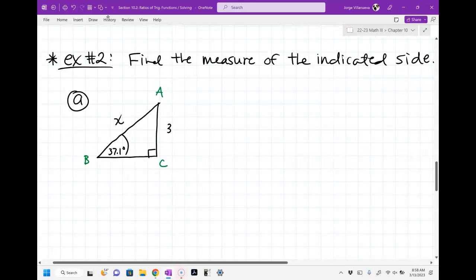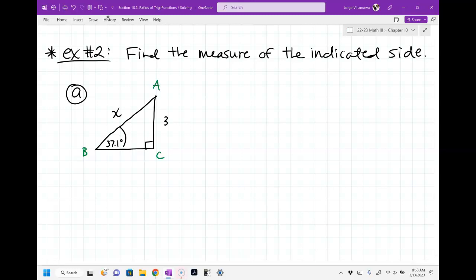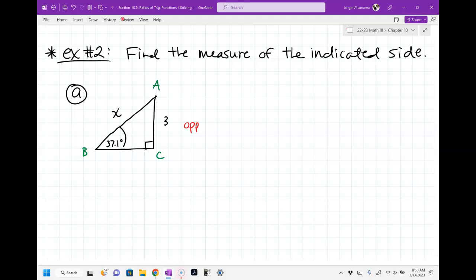So they want us to solve for x. Now I have an angle of 37.1. That's my theta. I have a 3 on the AC side. Is that 3 called my opposite or my adjacent or my hypotenuse? That's opposite, because 3 is not touching the angle. That side is not touching the angle. So I'm going to write right here, opposite. What is x? Is that my adjacent or is that my hypotenuse side?